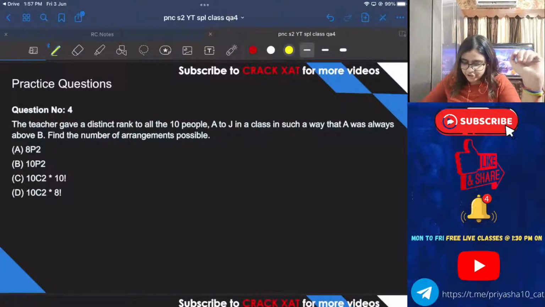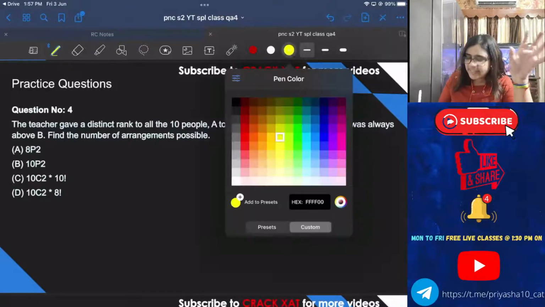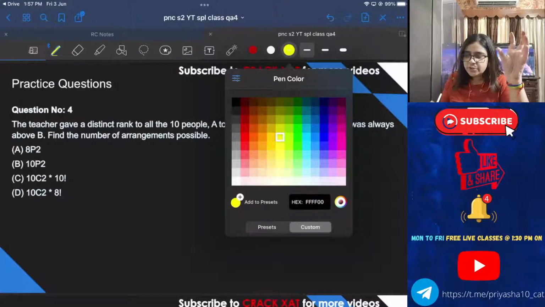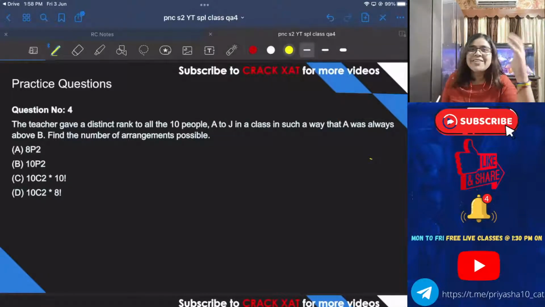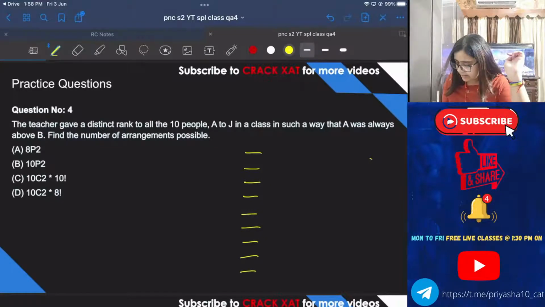Alright, so the teacher gave a distinct rank to 10 people, A to J, in a class in such a way that A was always above B. Okay, so I'm drawing this out, but in the exam your people are not going to do that. वो तो अभी results आएंगे तब पता चलेगा तेजस्विनी. All right, so 1 2 3 4 5 6 7 8 9 10.